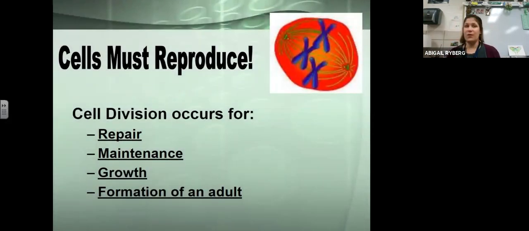So cells must reproduce for various reasons. Number one, for repair. Every time that you're injured, your body is able to repair itself. Most of us, our bodies are really good at repairing themselves. So you bite your tongue, within a day, most of the time, a normal bite of the tongue has been repaired. General maintenance, so not even an injury, just regular repair. Growth, so obviously your body is made up of millions more cells because you're so much bigger than you were the day you were born. And then again, formation of an adult, so just literally growing, increasing the size of your body by how many times.